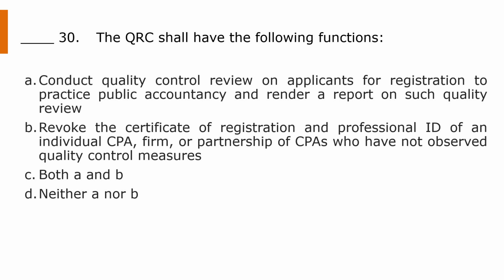Number 30, the Quality Review Committee shall have the following functions. Letter A, conduct quality control review on applicants for registration to practice public accountancy and render a report on such quality review. Letter A is a yes. Letter B, revoke the certificate of registration and professional ID of an individual CPA, firm, or partnership of CPAs who have not observed the quality control measures. Letter B is no. The function of the QRC is only to conduct quality control review.